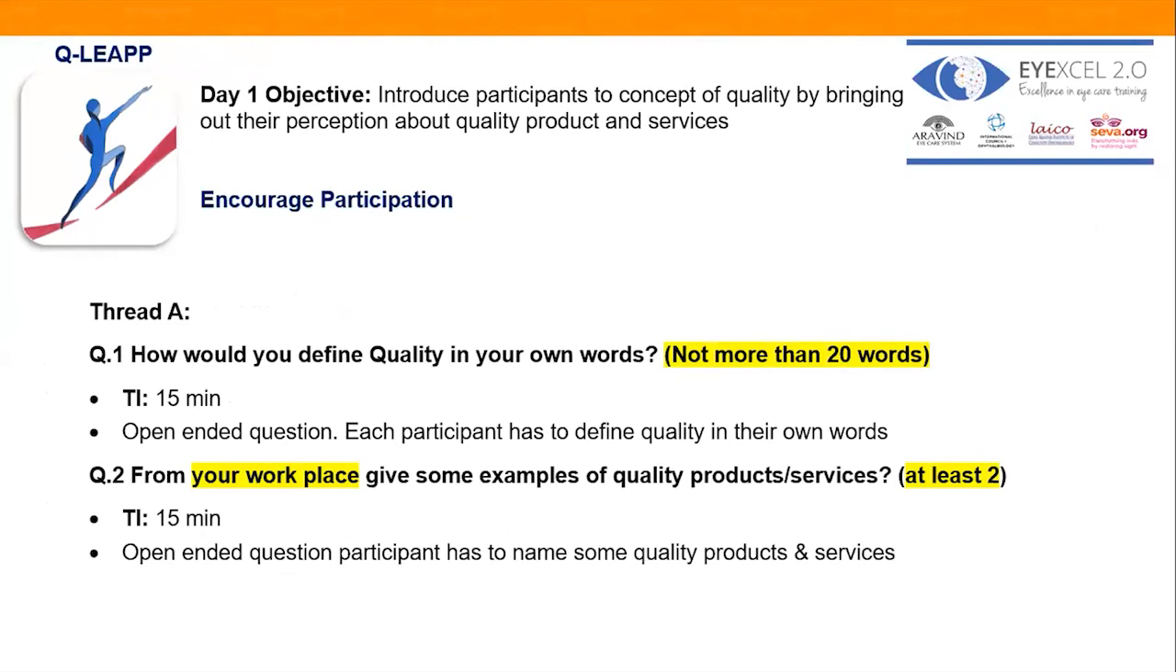And to facilitate the discussion, we gave them just these 2 simple tasks for day 1. How would you define quality in your own words? Not more than 20 words. And we gave them a time limit. Don't spend more than 15 minutes on this. The second question: from your workplace, give us at least 2 examples of quality products and services. Again, don't spend more than 15 minutes on this.